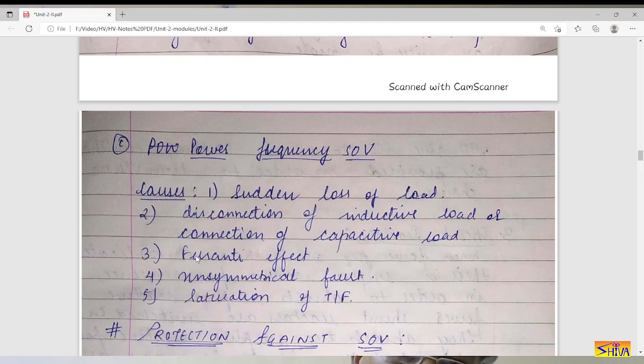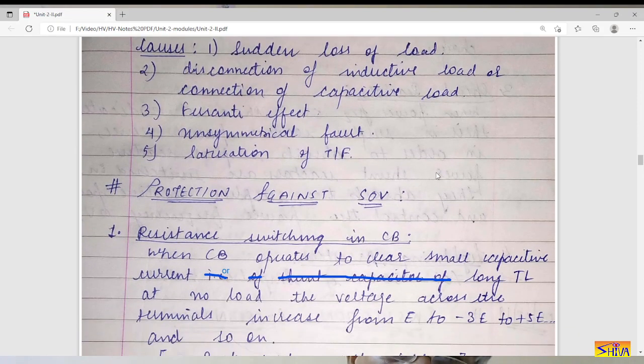Next is Ferranti effect. Ferranti effect is when a long transmission line is operated at no load, then receiving end voltage becomes higher than sending end voltage. The reason is the line capacitance is injecting the reactive power. Therefore, the receiving end voltage becomes higher than the sending end voltage. This is Ferranti effect. Next is unsymmetrical faults. And finally, saturation of transformers. So during all these conditions, power frequency switching over voltages are generated.